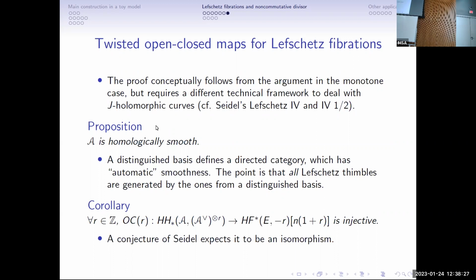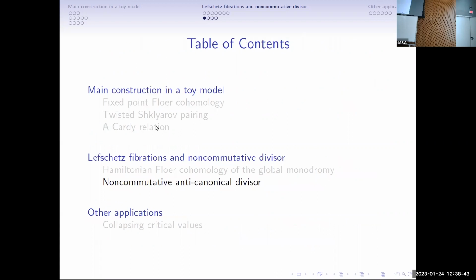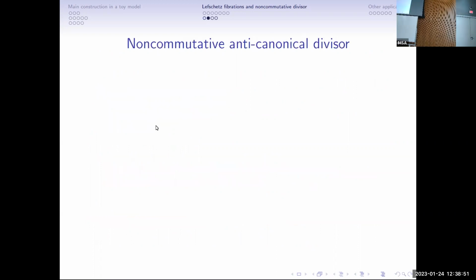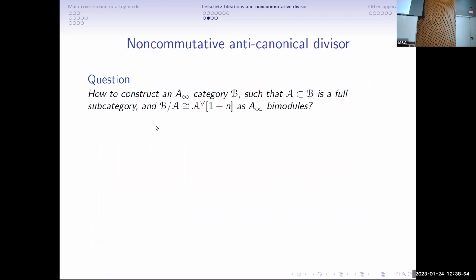Okay, so far everything is about holomorphic curves, Floer open-closed maps, etc. And this is a conference on mirror symmetry, and let me tell you why this is of some significance in the context of mirror symmetry. And that's going to be something about the notion of non-commutative anti-canonical divisors. So what does it mean? It comes from a very innocent question.